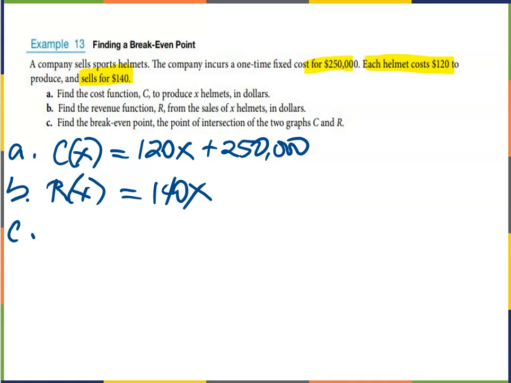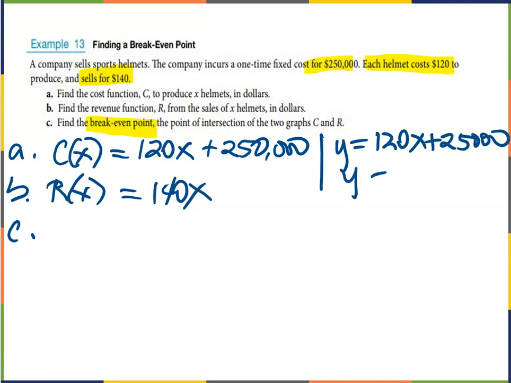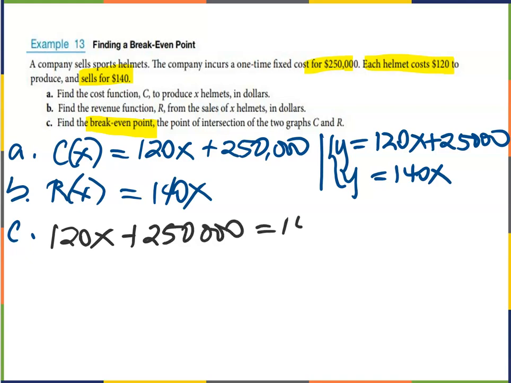And then letter C, find the break-even point, the point of intersection of the graphs C and R. So again, these two functions here, you can write this as y equals 120x plus 250,000. This is y equals 140x. They're both equal to y. Then you can make them equal to each other. So 120x plus 250,000 is equal to 140x. And then solve for x.